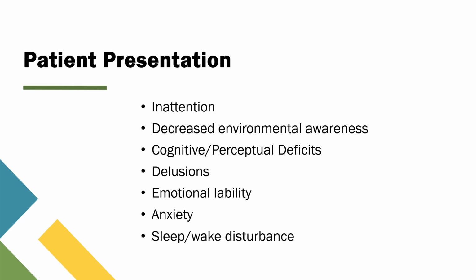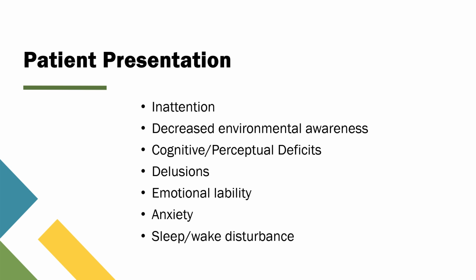Cognitive and perceptual deficits, they may see things that are not there or may misjudge what they're seeing or how far it might be to get from the bed to the chair. Delusions, they may not recall things correctly that might have happened for them for the day. Emotional lability, they may have some moments of feeling emotional. There may be crying or inappropriate responses to things that happen to them throughout the day.